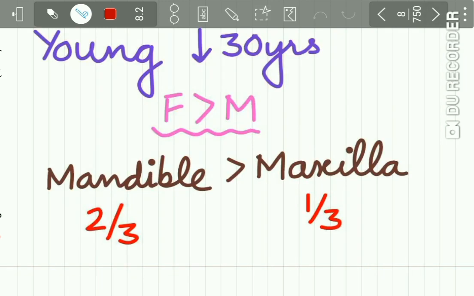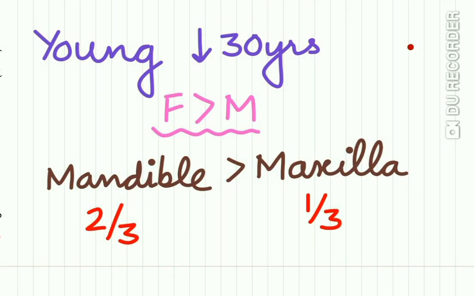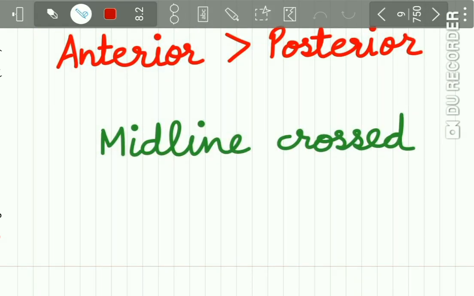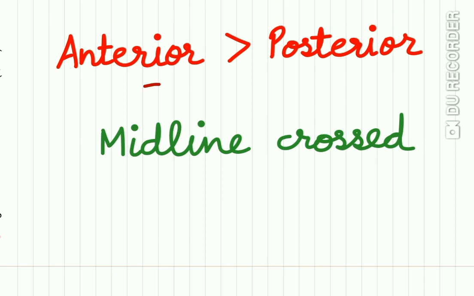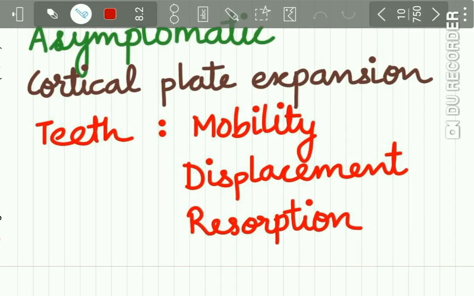Talking about the clinical features, it mostly occurs in young adults less than 30 years of age. Females are 2 times more affected than the males and the mandible is more affected than the maxilla. 2/3 of all the lesions occur in the mandible and only 1/3 occur in the maxilla. The anterior portion of the jaw is more affected than the posterior portion, and in most cases the lesion crosses the midline.